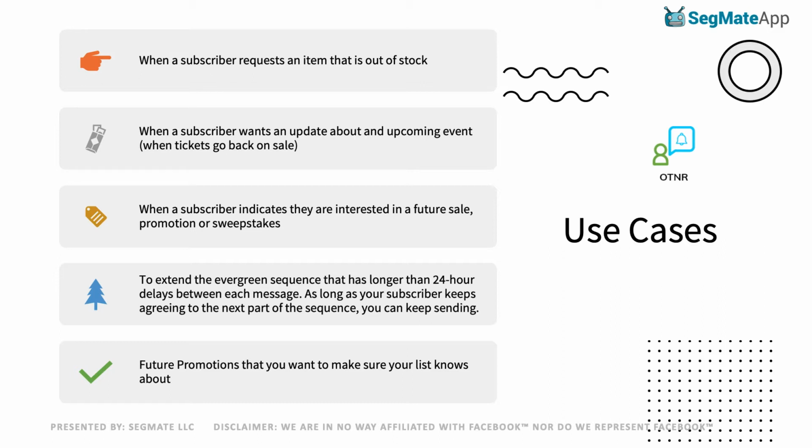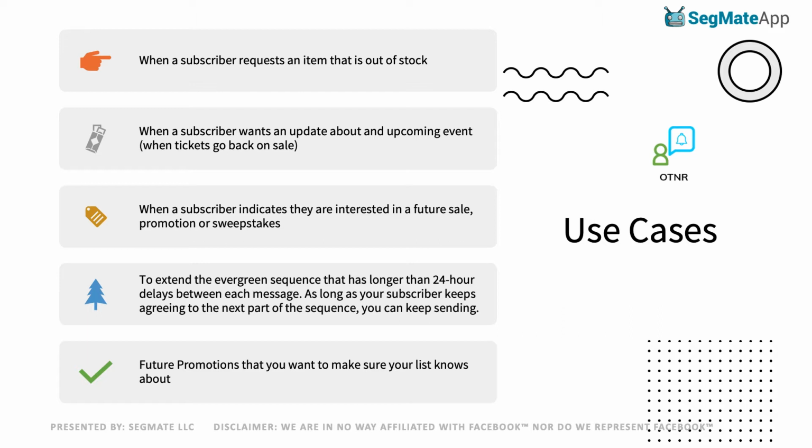Also, when a subscriber wants updates about an upcoming event, let's say tickets go back on sale or a future event is going to happen, you can create a one-time notification tag just for that event, and people will be notified in the future when you blast that out. Now remember, it's one-time use, so you can only use it once. I'll get into that a little bit more soon.